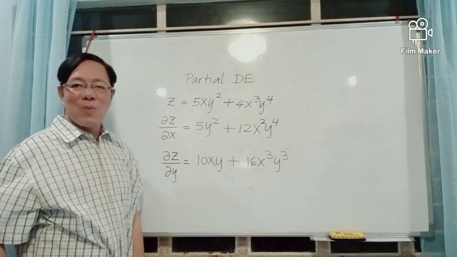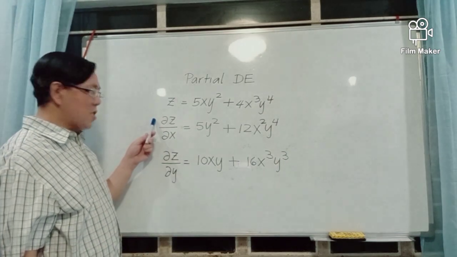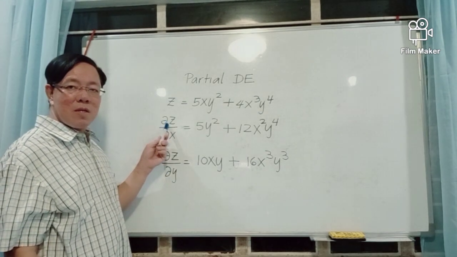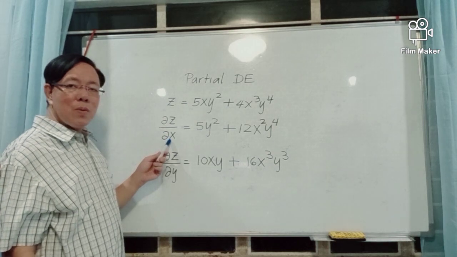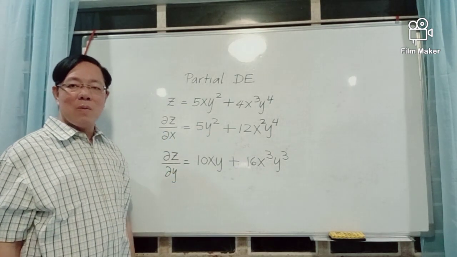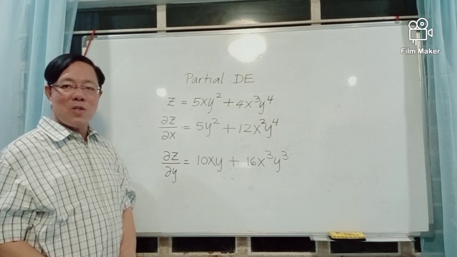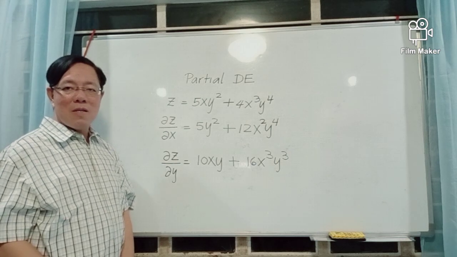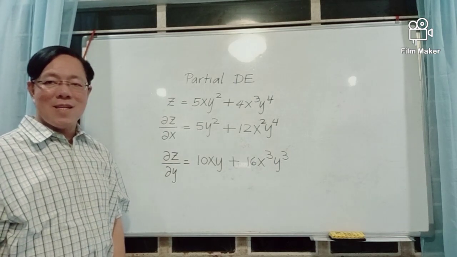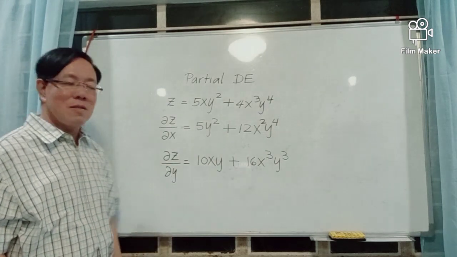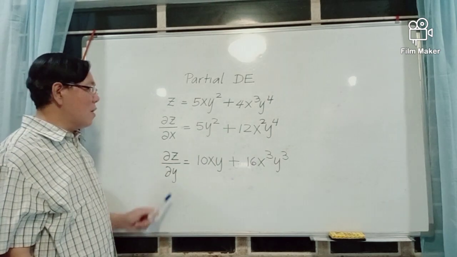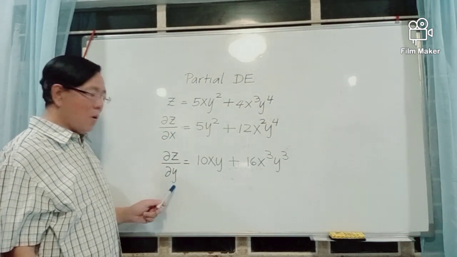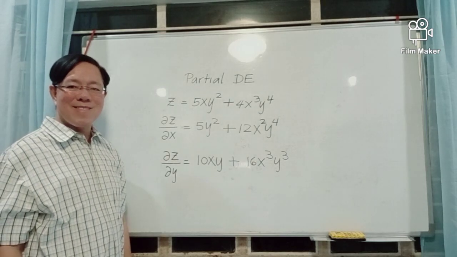If a differential equation contains partial derivatives like this of the dependent variable c with respect to one or more independent variables, then that differential equation is known as a partial differential equation. Hence, a partial differential equation is a differential equation that contains partial derivatives of the dependent variable with respect to one or more independent variables.